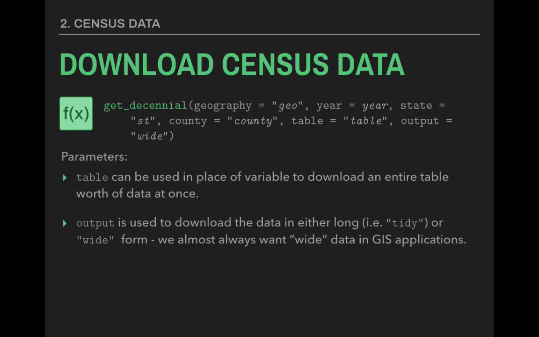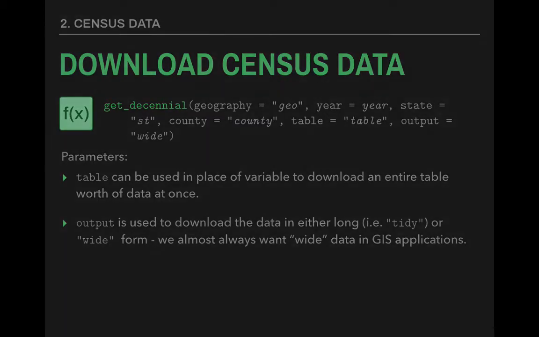So we don't use the variable argument. Instead, we use a table argument, and we want to make sure we set the output to wide. There are 2 options. I'll show you what those look like in just a second. One is tidy or long format, where each census tract will appear as a row for each different measure, for white respondents, for black respondents, etc. The other is wide form, where each of those measures appears as a column. And that's typically what we want for GIS applications.